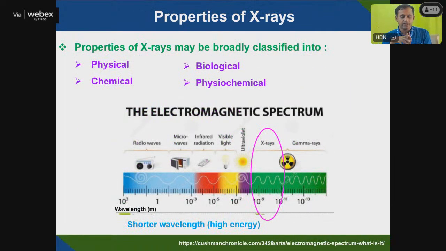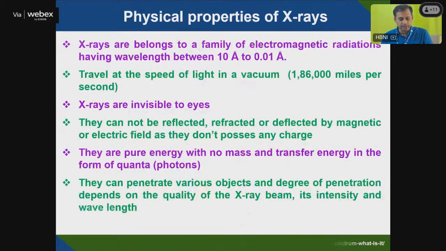If you see, the X-ray has physical, chemical as well as biological properties, or some physico-chemical properties. X-rays have wavelengths in the range of 10 to the minus 10 to minus 11 meters, in this region of the electromagnetic spectrum. Physically, X-rays belong to the family of electromagnetic radiation, with wavelengths of 10 angstrom to 0.01 angstrom, and travel at the speed of light in vacuum, and are invisible to us.